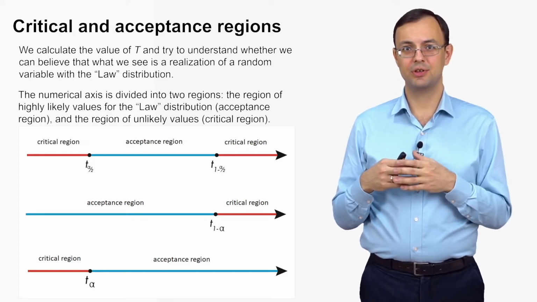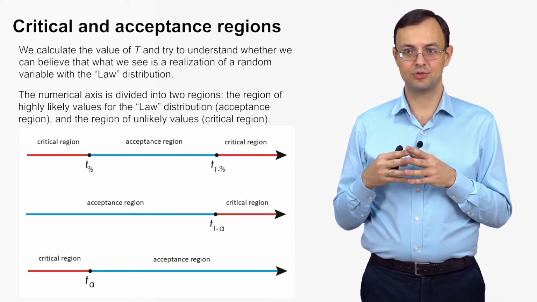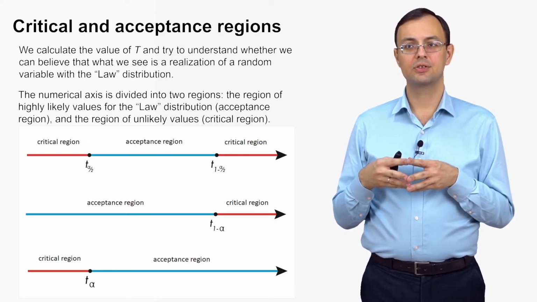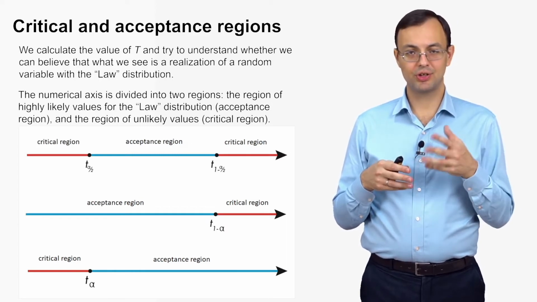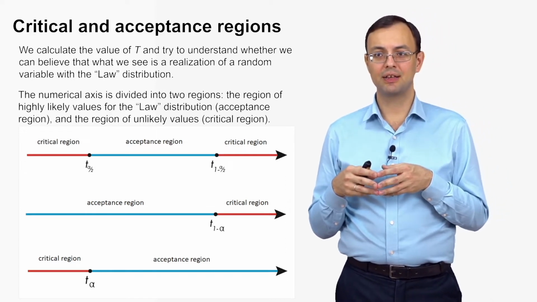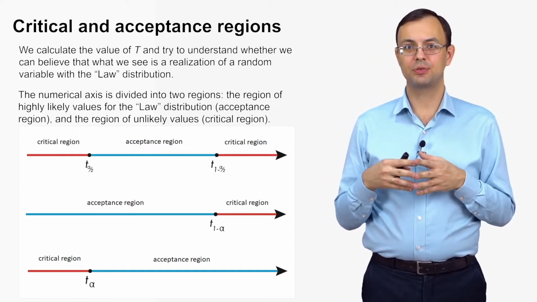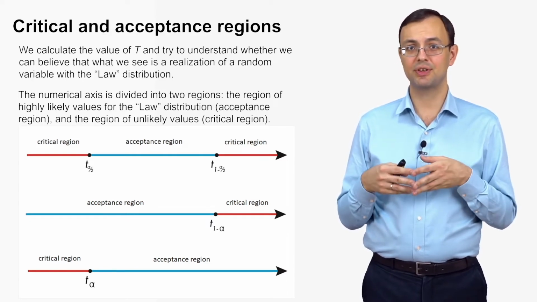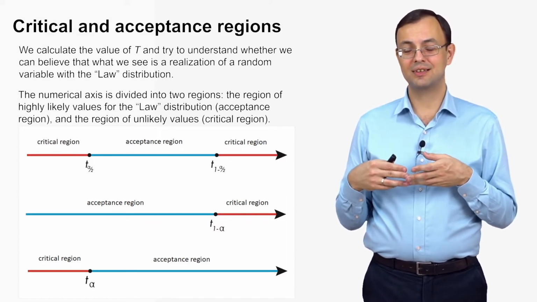The most common situation is the one you see in the first picture, where you have two critical regions, the left one and the right one. And alpha is the significance level, usually 0.05. If alpha is 0.05, then quantiles of the levels alpha over 2 and 1 minus alpha over 2 are quantiles of the levels 0.025 and 0.975.